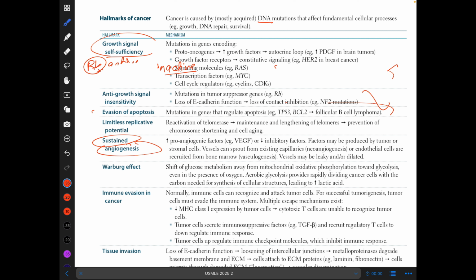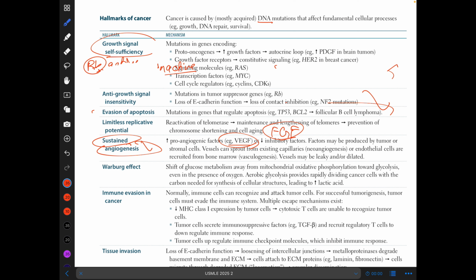Next is sustained angiogenesis. Cancer cells also want nutrition and oxygen for survival, so they make new blood vessels, and that process is called angiogenesis. The responsible factors are VEGF and FGF, the fibroblast growth factor. Both are important for angiogenesis, forming new blood vessels, and cancer cells will take their happy meals, like nutrition, oxygen, and the things they want.